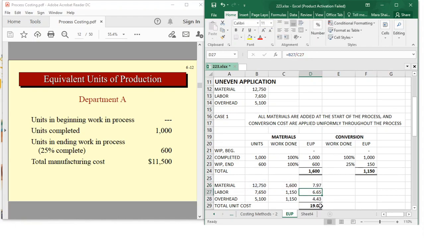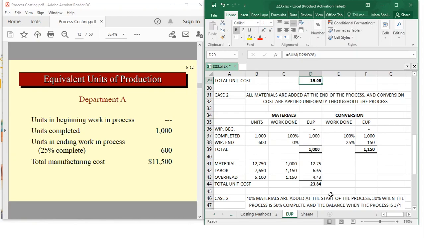So, for labor, again, ang iyang gigamit is katong 1,150. Diba, conversion cost nimo is labor and overhead man. So, you have a total unit cost of 1906. So, ana na siya pag-compute sa imuhang unit cost. Now, let's go to the second case.